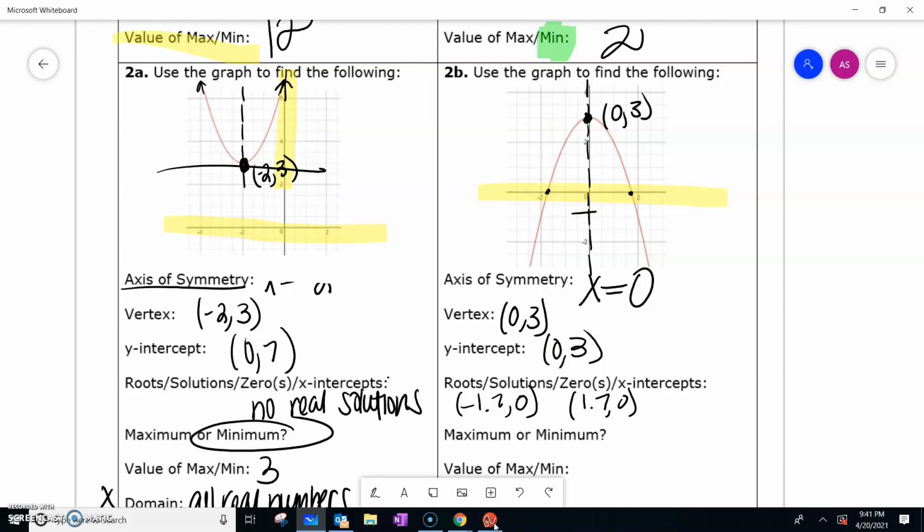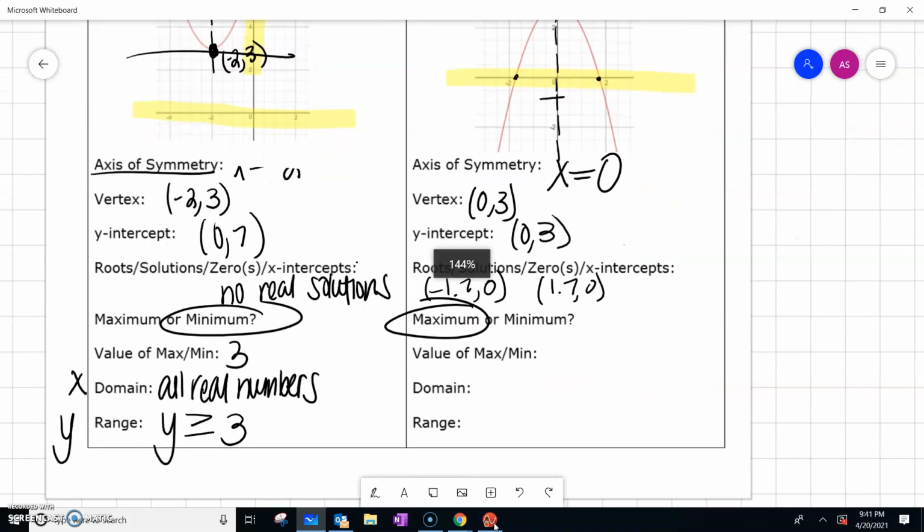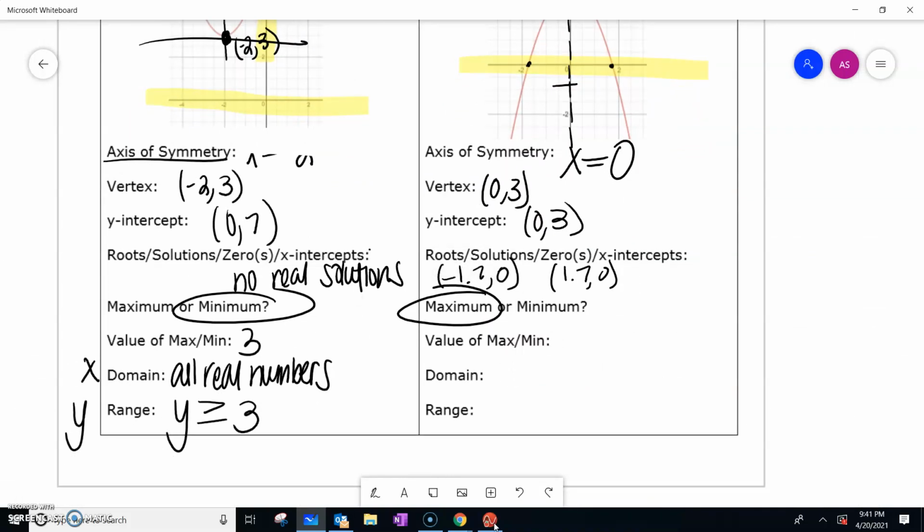Okay. Don't let the decimals confuse you. I'm just estimating somewhere between 1 and 2 and -2 and -1. Okay. Our vertex is at the top of the graph, so that makes it a maximum point. And our maximum value is going to be 3. Again, our max value always goes with our y value of our vertex, and that's the highest that our graph is going to go at 3.